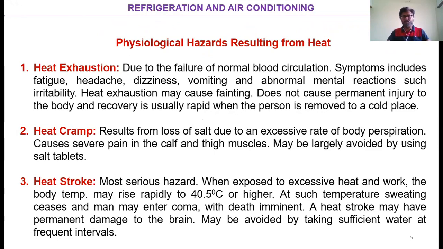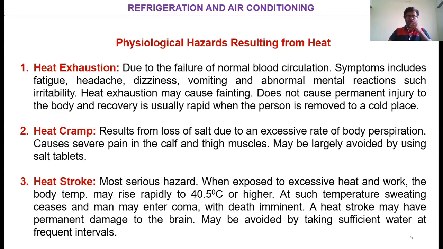Now, currently we are going through the summer season. So these are some of the hazards which may affect the human body. What are those? The first one is nothing but heat exhaustion.